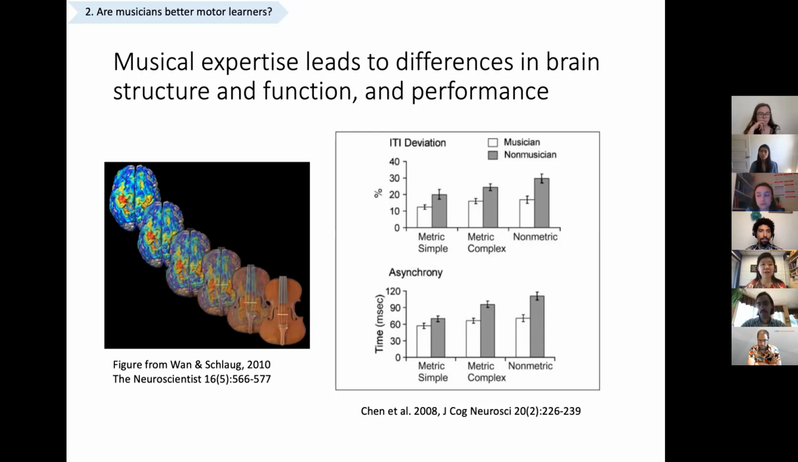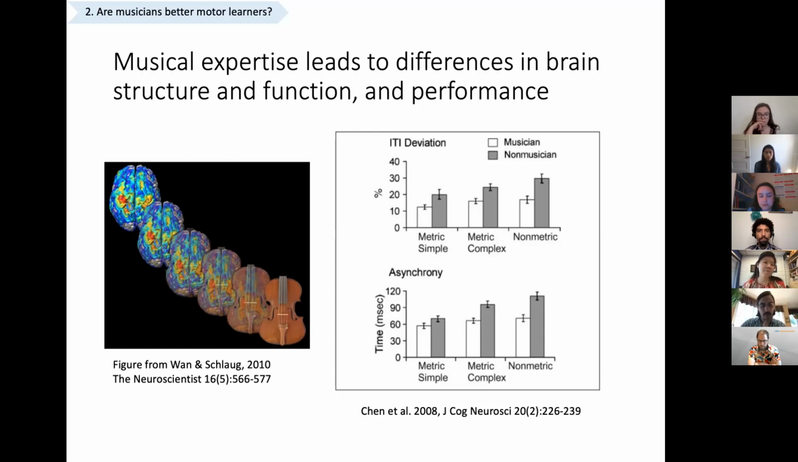First, as a function of rhythmic complexity, people got worse. So as the rhythms became more complex or non-metric, there was greater deviation and more asynchrony in performance. But also in this figure, you can see that performance of musicians, shown in the white squares, is significantly better than that of non-musicians.